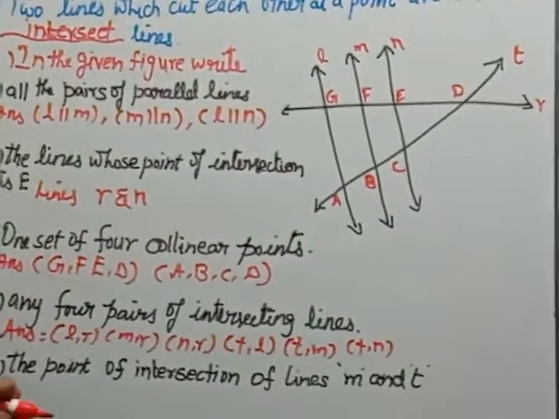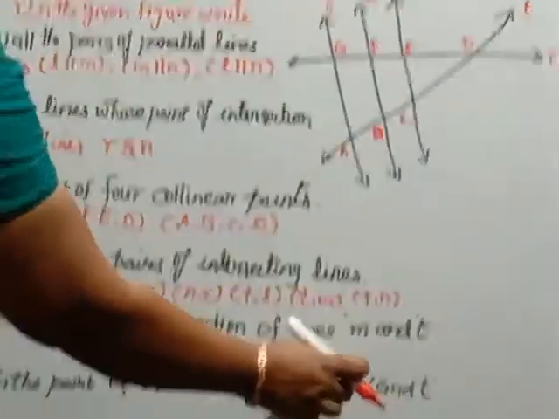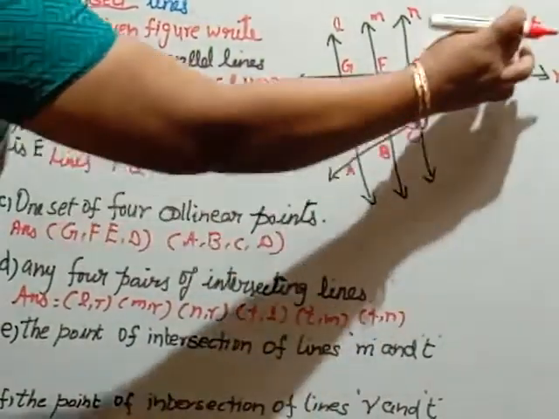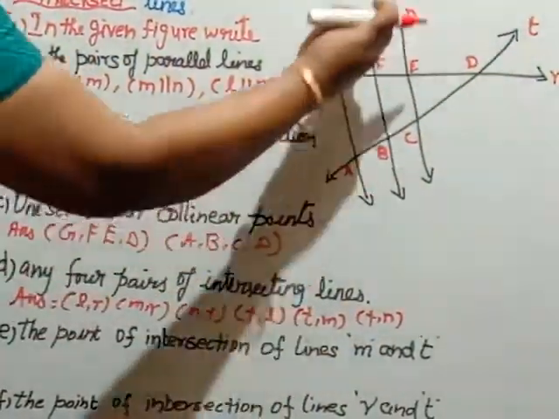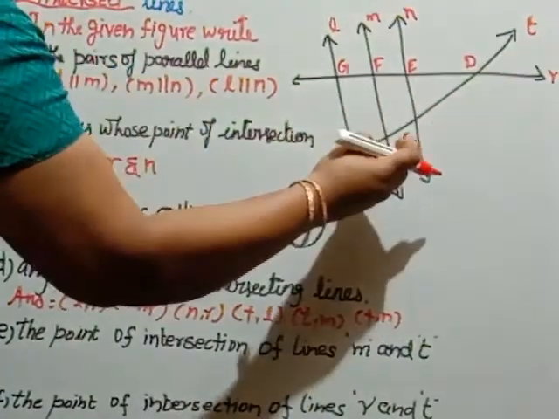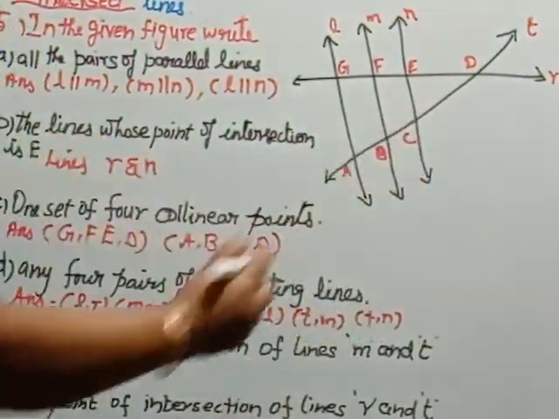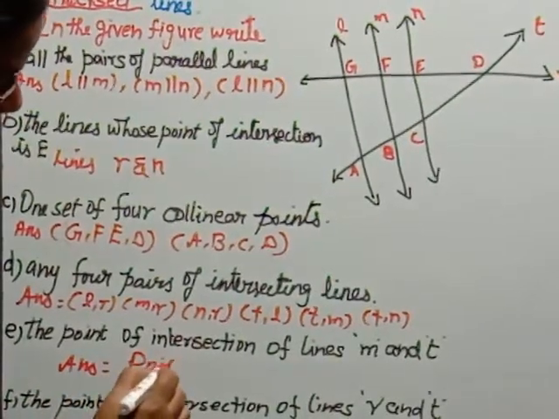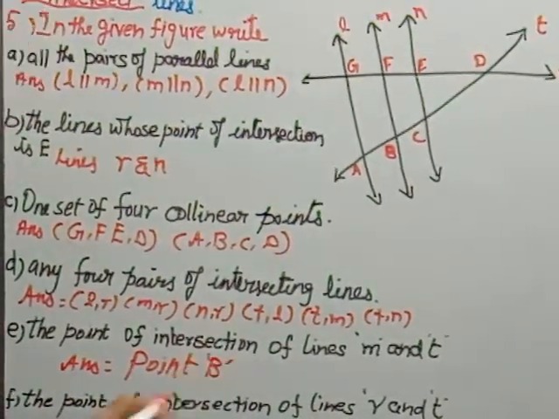Now, the point of intersection of lines M and T. Line M and T, where do they intersect? Line M is this, and T is intersecting it. Which point? Point B. What is the answer? Point B.